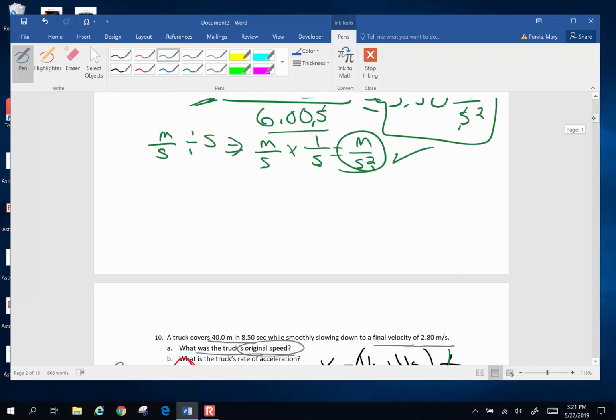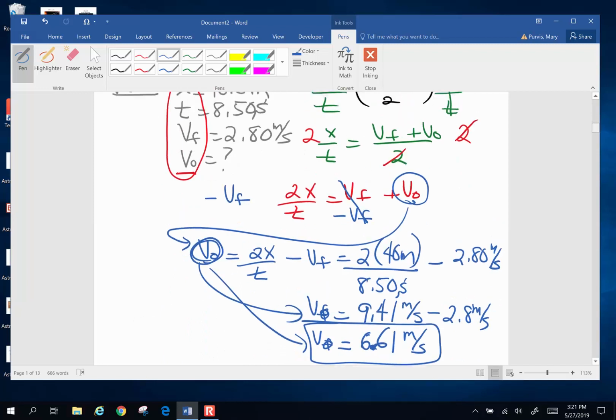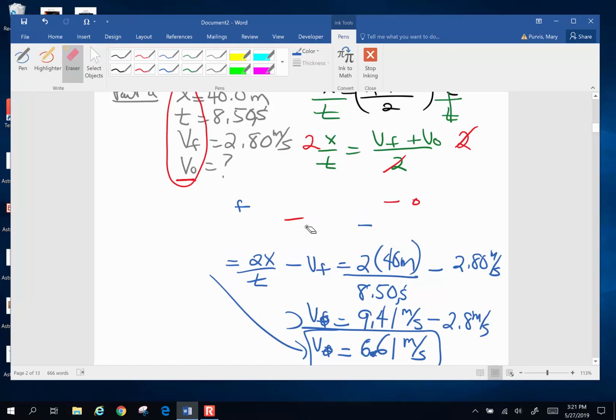There is a part B. Let's go back and take a look at part B. What is the truck's rate of acceleration? So let's go find the rate of acceleration of this truck. Now that I have all this, I'm going to have to grab my eraser and erase a little bit so I have some room. And I'm going to do that right here.